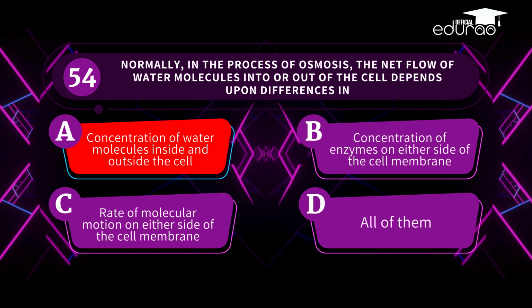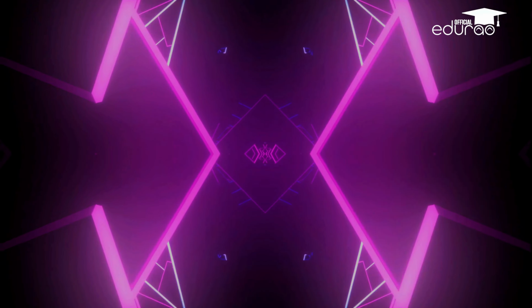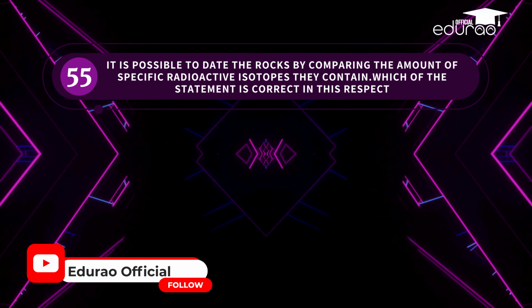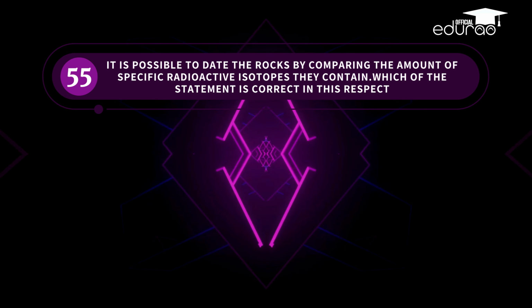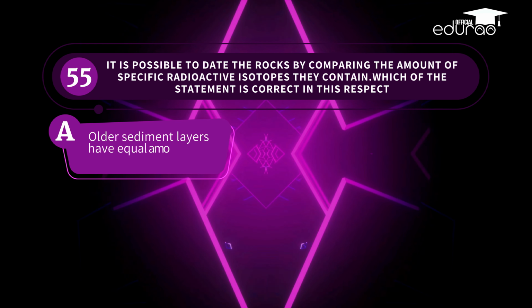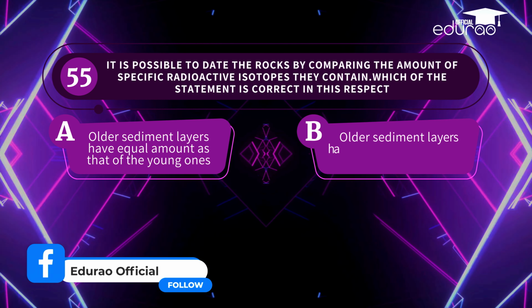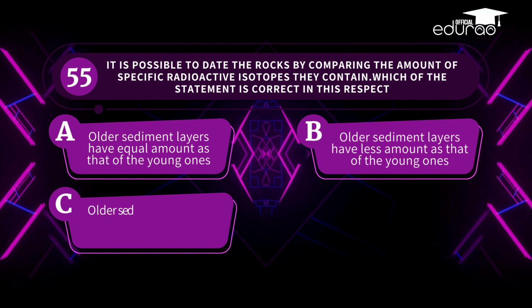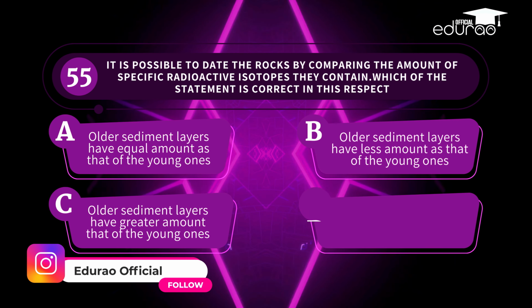I agree, you're correct. The correct answer is concentration of water molecules inside and outside the cell. Question 55. It is possible to date the rocks by comparing the amount of specific radioactive isotopes they contain. Which of the statements is correct in this respect? A. Older sediment layers have equal amount as that of the young ones. B. Older sediment layers have less amount as that of the young ones. C. Older sediment layers have greater amount than that of the young ones. D. Older sediment layers did not have these radioactive isotopes.